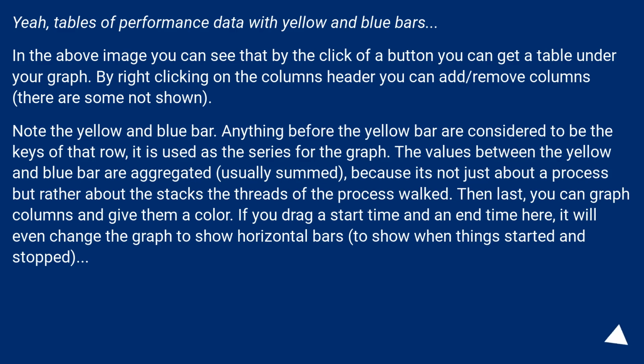The values between the yellow and blue bar are aggregated, usually summed, because it's not just about a process but rather about the stacks the threads of the process walked. Then last, you can graph columns and give them a color. If you drag a start time and end time here, it will even change the graph to show horizontal bars to show when things started and stopped.